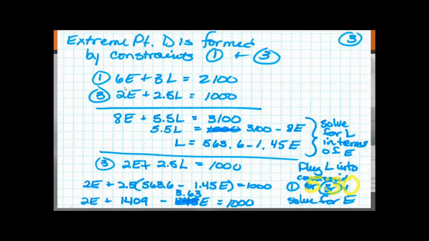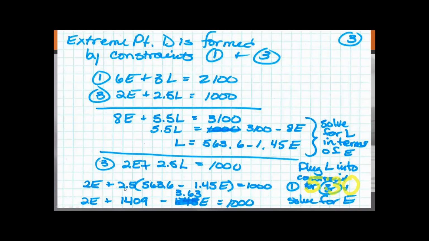So for constraint 1 and constraint 3, I added them together, and then you can solve for either E or L in terms of the other variable. I chose to solve for L, which was 563.6 minus 1.45E. Now I took this value of L and plugged it into either constraint 1 or 2. Actually, you can even plug it into the sum of both of the constraints. It doesn't matter. You'll get exactly the same answer. I picked constraint 3 because it looked like easier math.